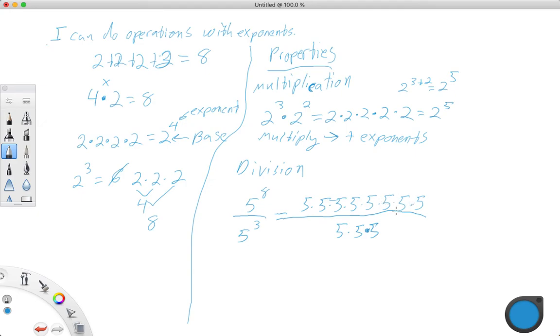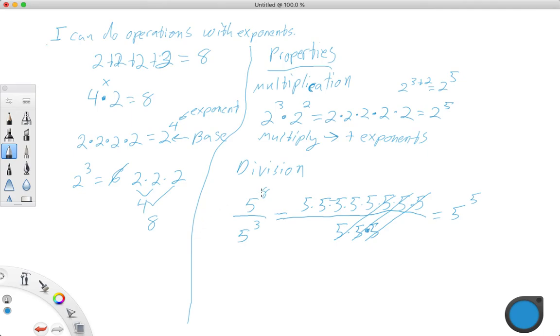Well, if I want to simplify this, 5 divided by 5 is just 1, so I can get rid of that. 5 divided by 5 is just 1, so I get rid of that. And then I'm left with 1, 2, 3, 4, 5 5s. So my final answer is 5 to the 5th.